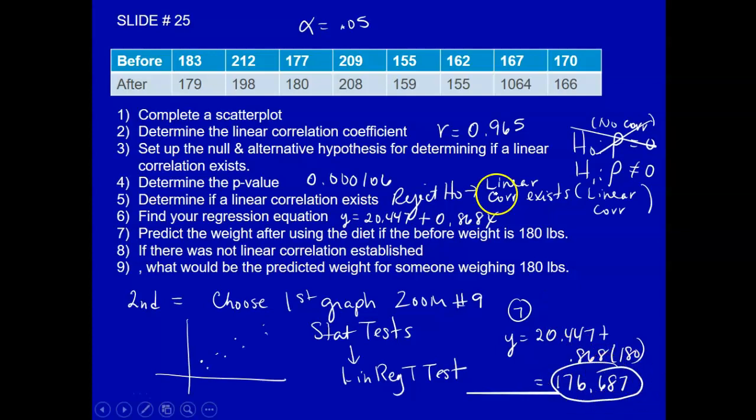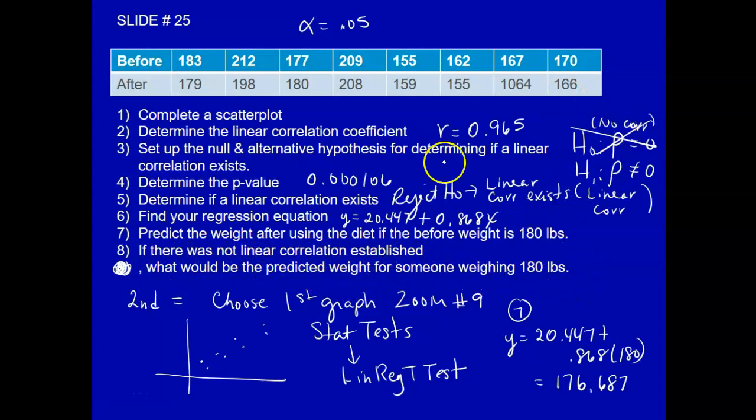So that's going to be my answer there. And then number 8, this is actually a typo here. It should just be, number 8 all runs together. If there was not a linear correlation established, what would be the predicted value for someone weighing 180 pounds?